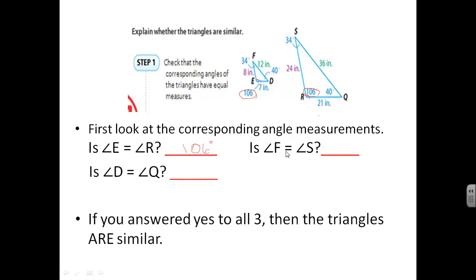Okay, is angle F equal to angle S? Well, right up here it shows you that angle F is 34 degrees. Angle S is 34 degrees, so those are the same. What about D and Q? D is 40 degrees. What's Q? It's also 40 degrees. So if you answered yes to all 3 of those, all of those are equal to the corresponding angles are equal, then the triangles are similar. We really don't even have to look at the sides to make sure that they are proportional.